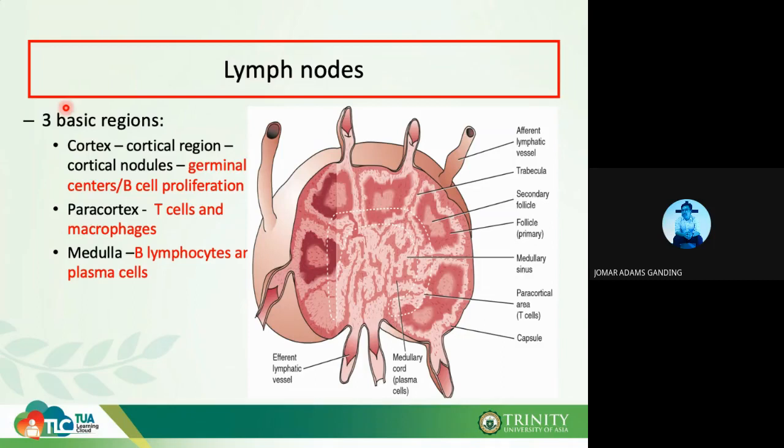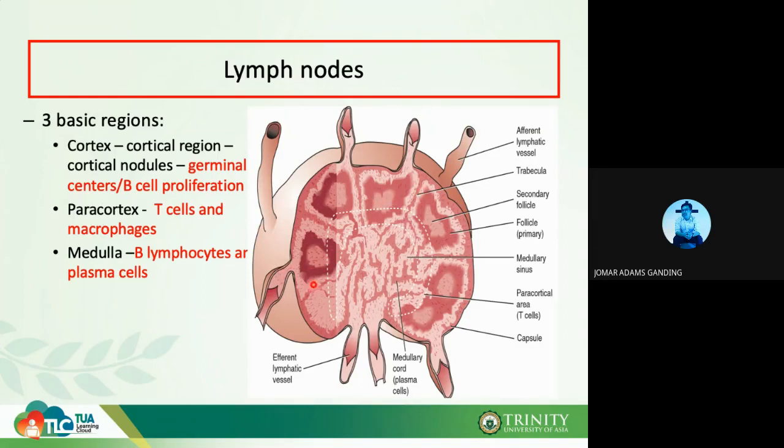systematic and constant error. So, lymph nodes, the three basic regions are your cortex, your paracortex, and your medulla. Your cortex contains your germinal centers, and this is an active site of B cell proliferation. Your paracortex contains your T cell and your macrophages, and your medulla contains your B lymphocytes and your plasma cells. Okay, your plasma cell. So meaning to say, in the cortex, they are actively proliferating, okay, actively multiplying.